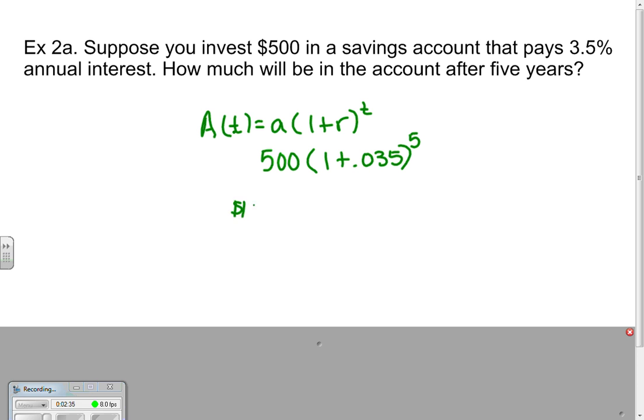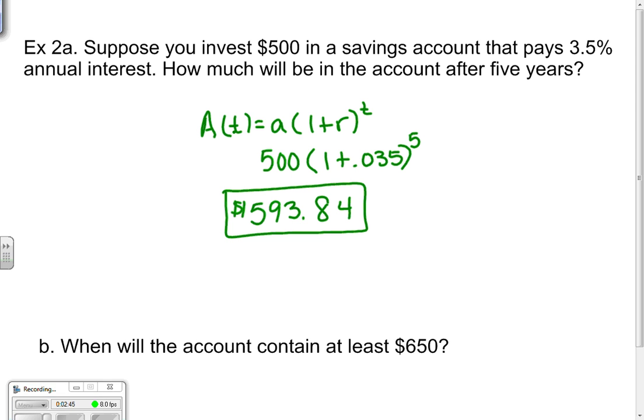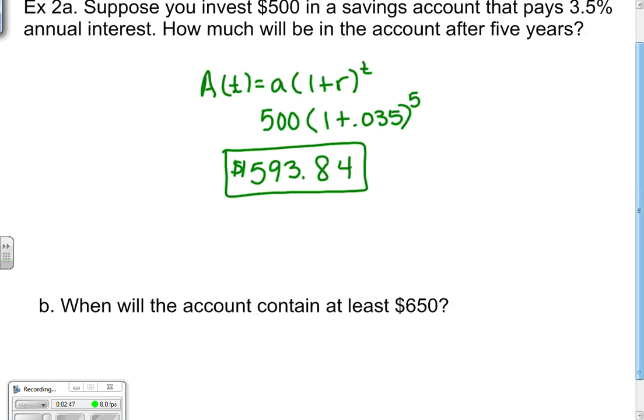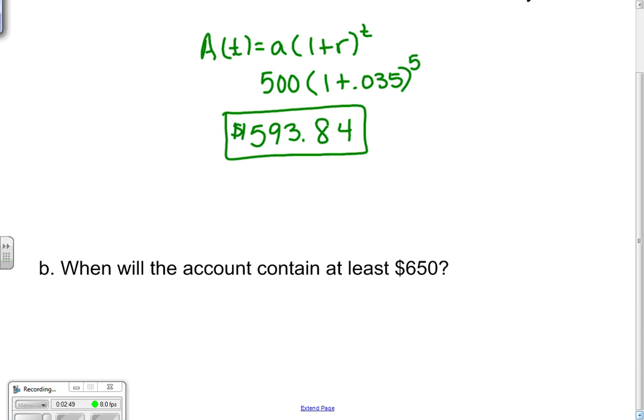We should get $593.84. Letter B, when will the account contain at least $650? This one's a little different because that $650 is your A of T amount that we're used to ending up with. You're still starting with $500 in the account, and your interest rate is still the same. I'm actually going to change this. Instead of plus 0.035, I'm going to make that 1.035 all the way, and I'm looking for T.